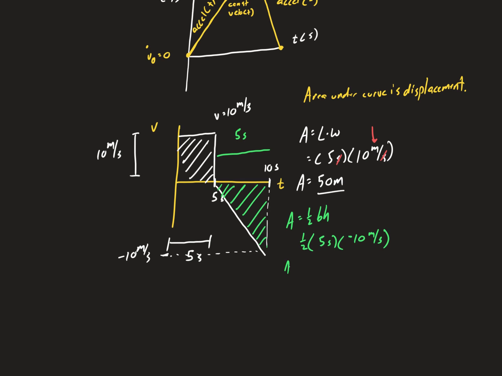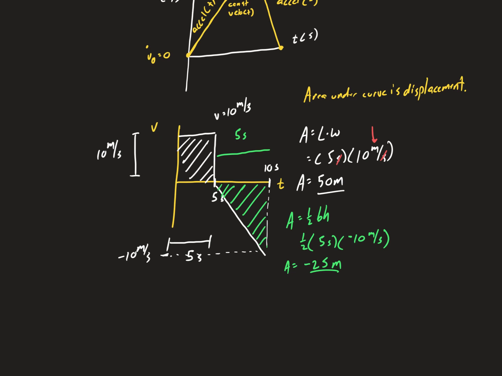So if I crunch my numbers real quick, I get a value of negative 25 meters. Once again, this is telling me the displacement of the object. And this is really important, okay? The white area up at the top here is giving me the displacement for the first chunk, and the green thing is giving me the displacement for the part where he was accelerating in the negative direction, okay?